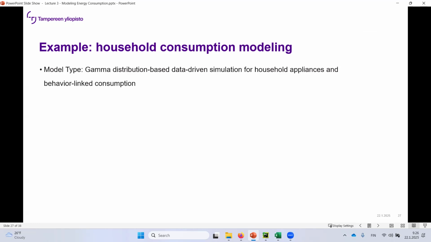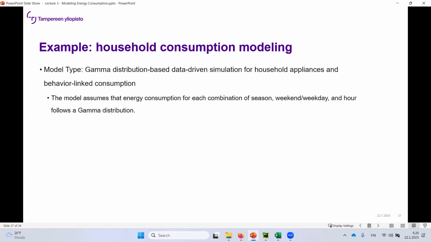We're going to start with the household consumption modeling. And what we're going to be using is my household electricity consumption data from 2023 and 2024. What I did, I used this gamma distribution based data-driven simulation for household appliances and behavior-linked consumption, because I couldn't make any kind of a physical model on that. And I'm not going to share any behavioral models from my household. So what we're going to do is make this data-driven modeling.